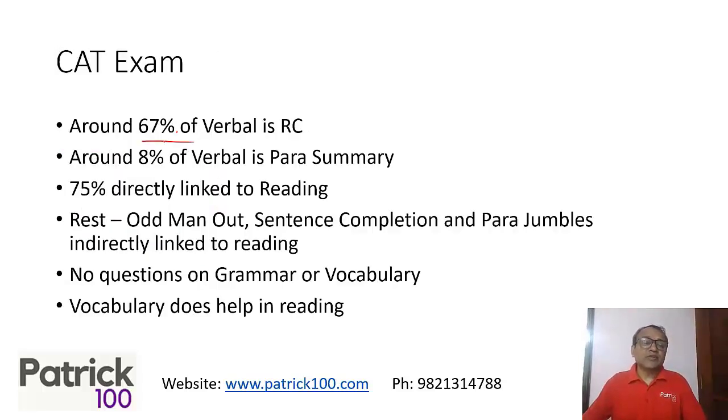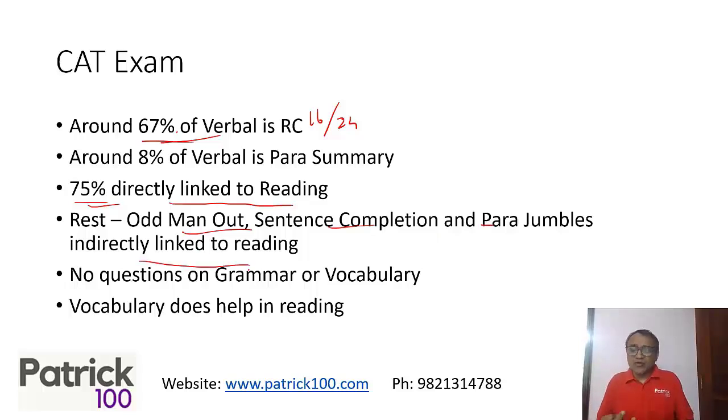If you look at it, 67% of the verbal section is RC, reading comprehension. Out of 24 questions, 16 questions are reading comprehension. Around 8% is para-jumbles, around 2 questions, sometimes 3. So total around 75+% is directly linked to reading. That means if you're good at reading, your verbal is taken care of. The other parts, like odd one out and sentence completion, are all based on reading itself. Because you will be able to jumble the para and understand connecting sentences, and so on. So technically the whole paper is based on reading.